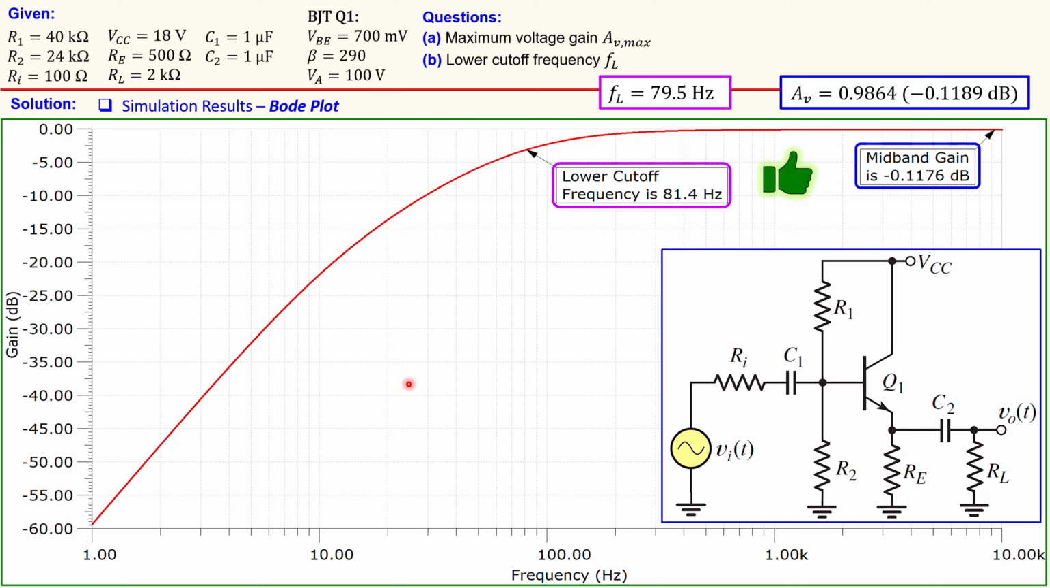Alright, that was our example concerning the frequency response of this emitter follower BJT amplifier.